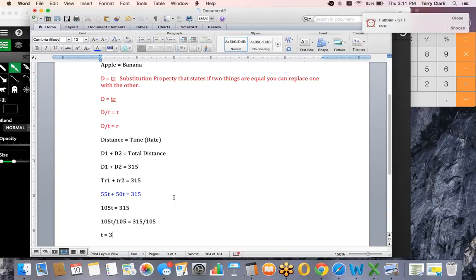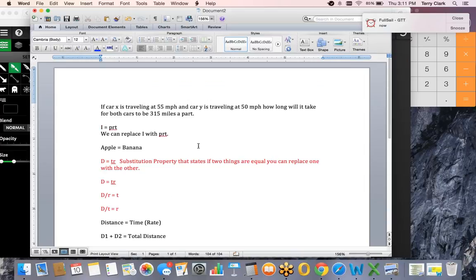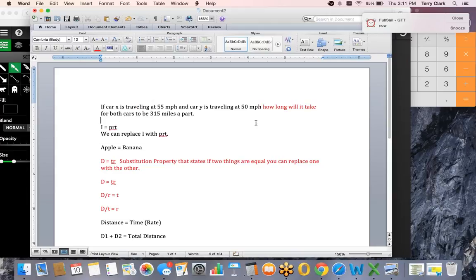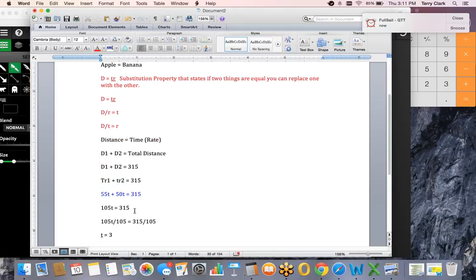Now what is t? T is the time. The question asked us, how long will it take? I'm going to go back up to the beginning and make that red. They asked us how long will it take? Well, it's going to take 3 hours. So that's how we solve DTR problems.